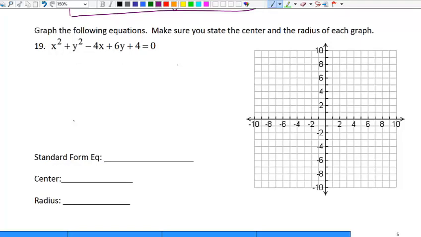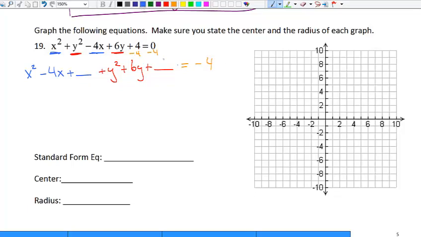On the next problem, I have an equation of a circle, but it's not in vertex form or standard form here. So what I need to do is take this long general form and put it into standard form. I'm going to gather up all of the x's and put them together, x squared minus 4x, and leave a little space so I can complete my square. Then I'm going to gather up all the y's, so I have y squared plus 6y, and leave a little blank so I can complete my square. And lastly, I'm going to move the 4 to the other side by adding its opposite.